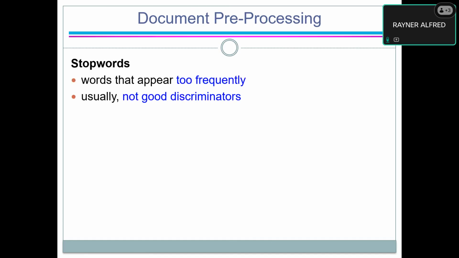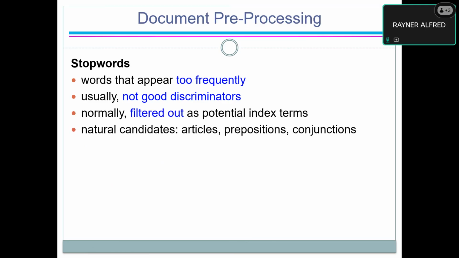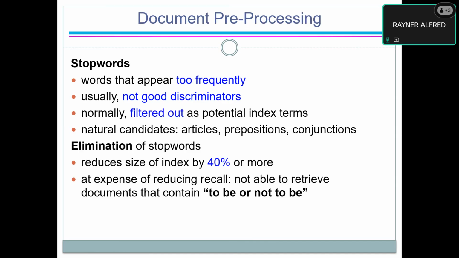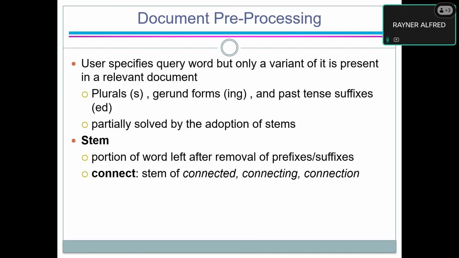Okay, the second one is stop words. So we remove all the words that appear too frequently because they do not carry any information. How do we do this one? We compute using the entropy. Okay. So by removing the stop words, we actually reduce the size of the index by 40%. Okay. So for this one, to be or not to be, this one carries no meaning.